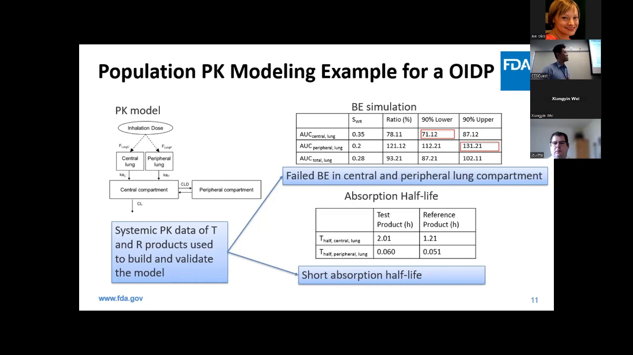And then also looking at absorption half-life. For the fast absorption and slow absorption, for the peripheral fast absorption, the half-life is really short, only 3 to 5 minutes or so, really a few minutes. So it's really very short.